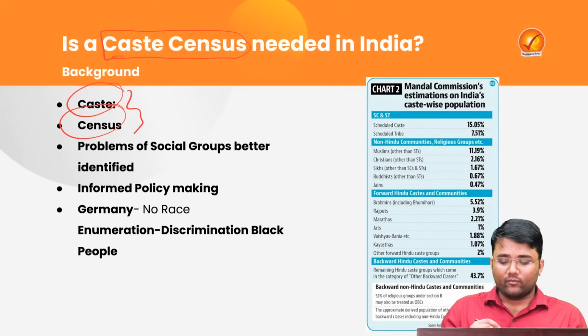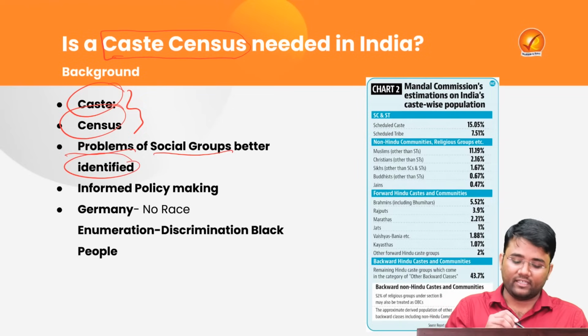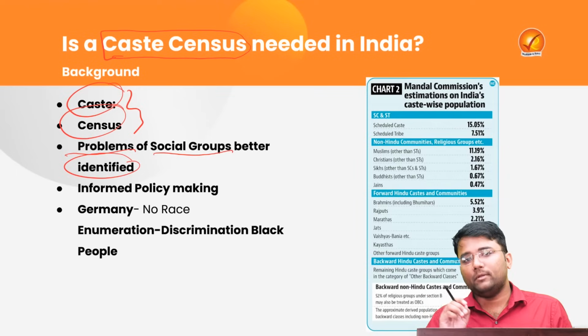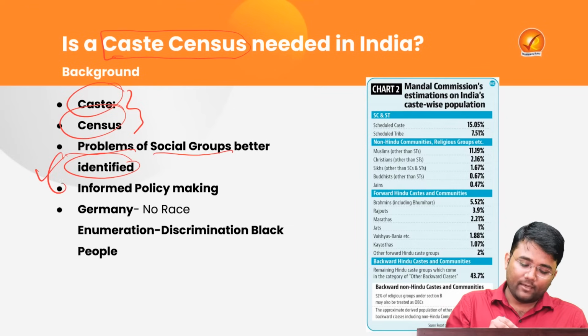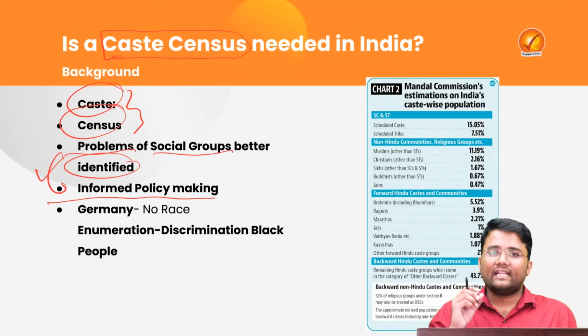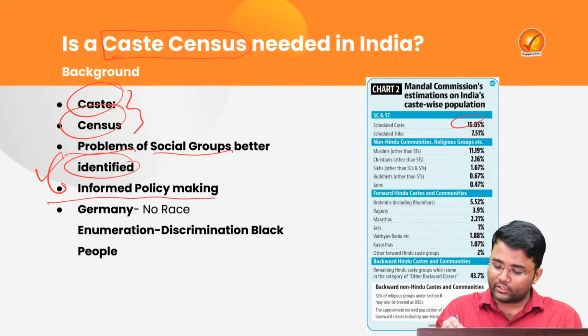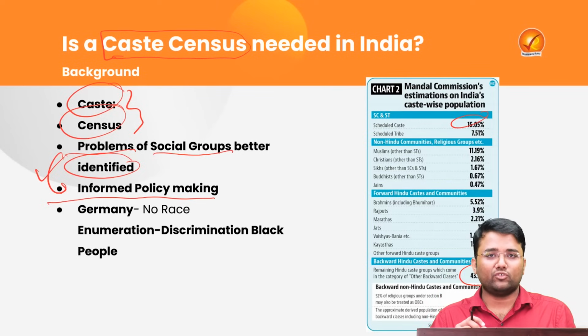Why are these people advocating for the caste census? Because they say it will help in addressing the problems of different social groups better, and not only will they be better solved, before that they will be better identified also, and it can help in informed policy making also. Some of the advocates of the caste census say that there are some populations who need much more attention than other populations. For example, the scheduled caste and the backward communities constitute a major chunk of the population of India. So they need much more attention and more resources should be diverted for their betterment.